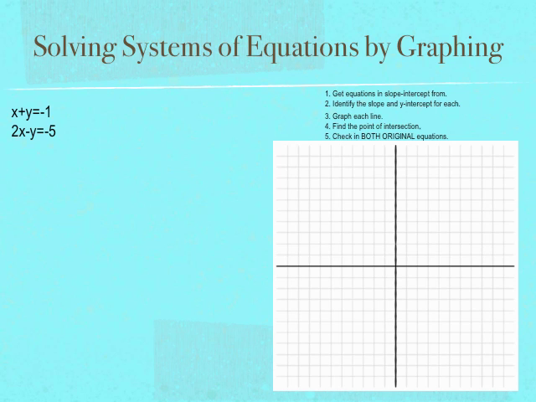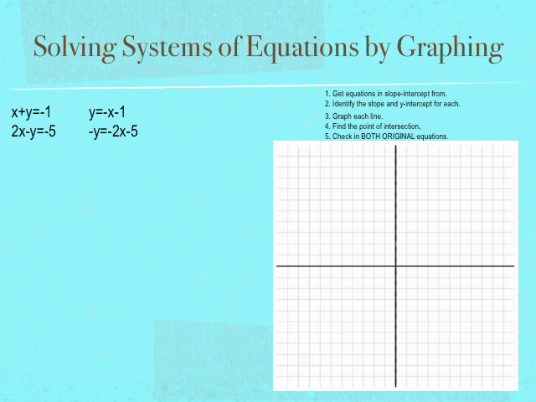So for this one, pause the video, do these on your own, and then come back and make sure you did it right. Okay, so first thing we do is get the equations in slope-intercept form. That means I want y by itself. For the first equation, I can just subtract x from both sides, and I've got my slope-intercept form. That one was easy. The next one, subtract 2x from both sides.